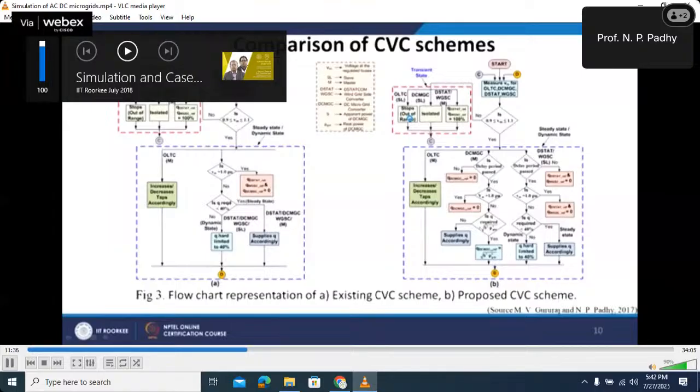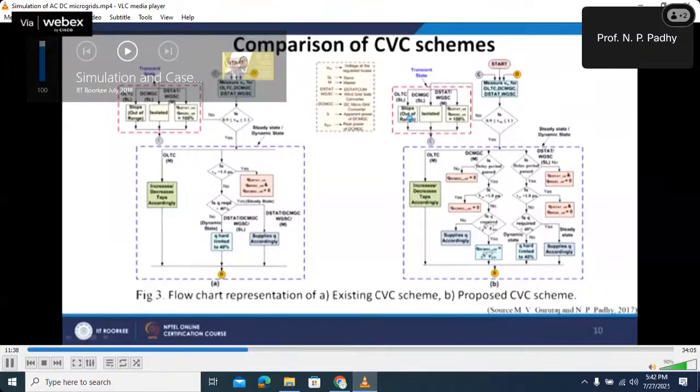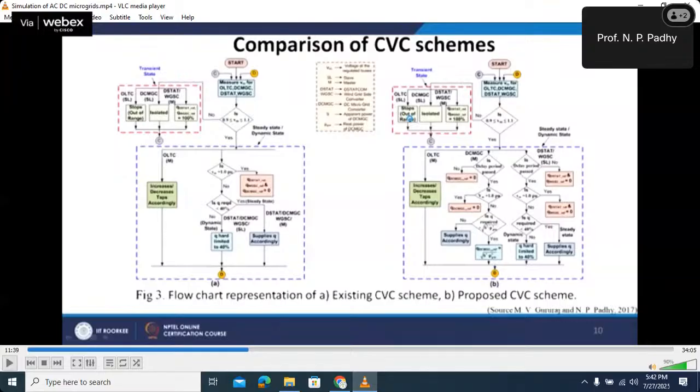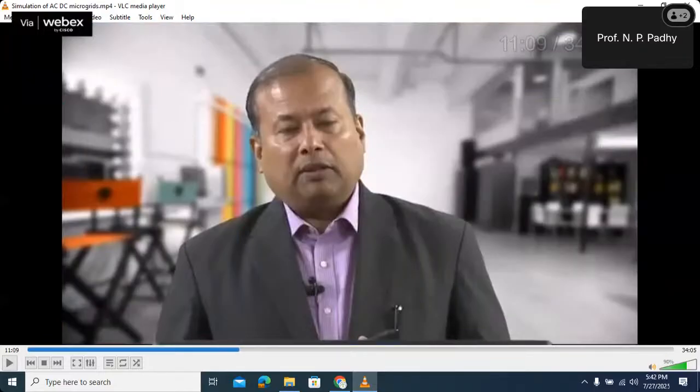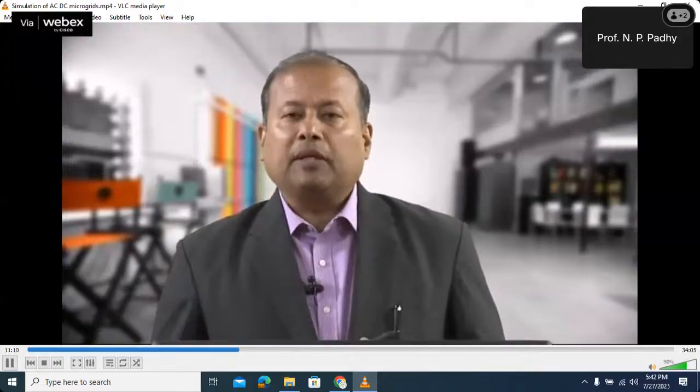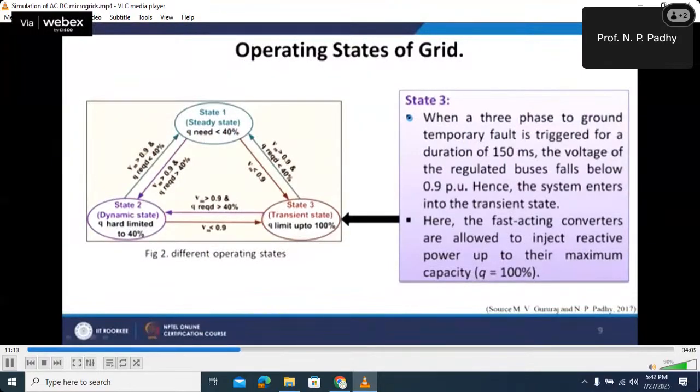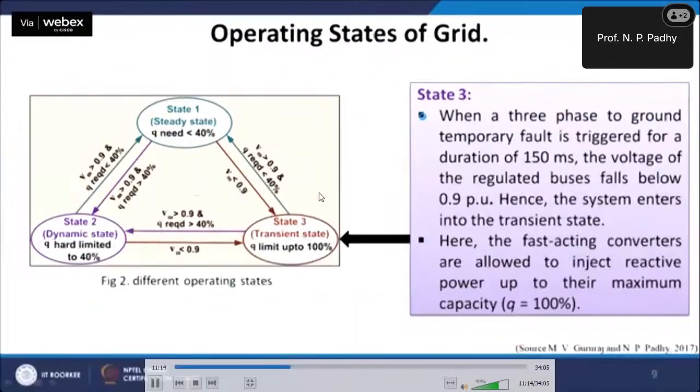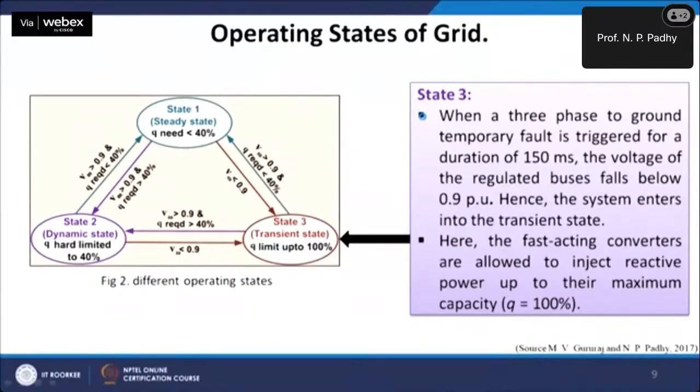Now, if you look into these two different flow charts, the phase to ground temporary fault is triggered for a duration of 150 milliseconds. The voltage of the regulated bus certainly falls below 0.9 per unit, and hence the system enter into a transient state. Here the fast rating converters are allowed to inject reactive power up to their maximum capacity, as maximum as 100%.